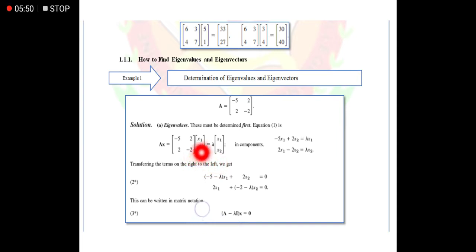Simplifying the left side of our equation, this is what happens. We have negative 5 multiplied by x1 plus 2 multiplied by x2, equals lambda multiplied by x1. That is our first equation.